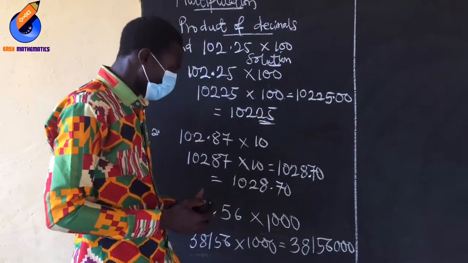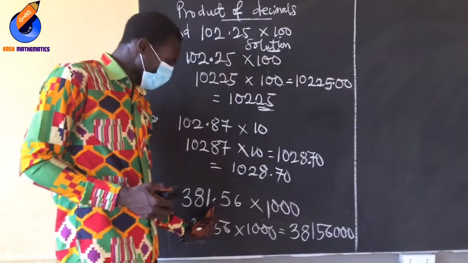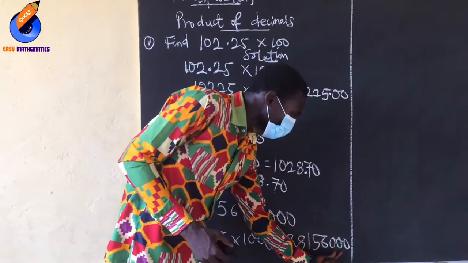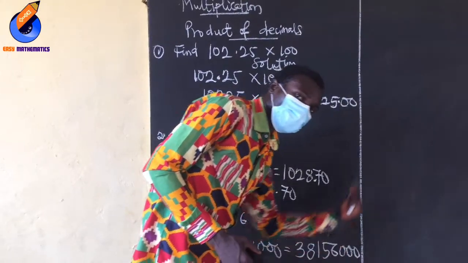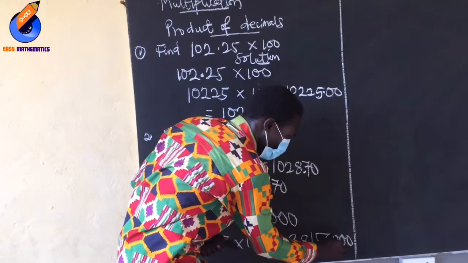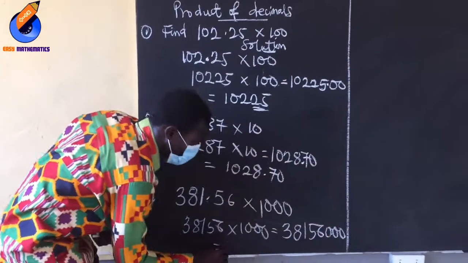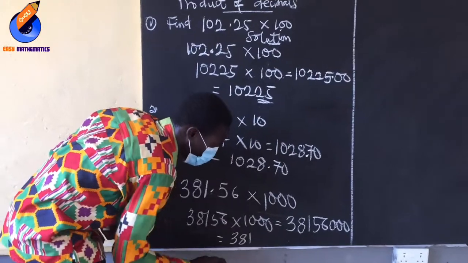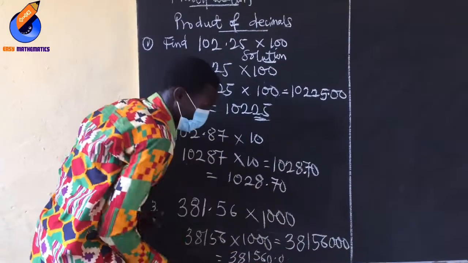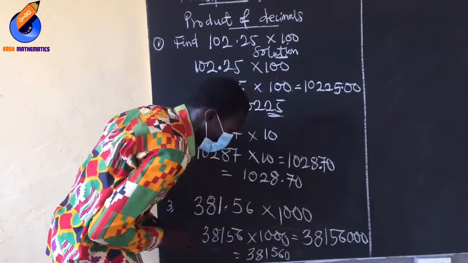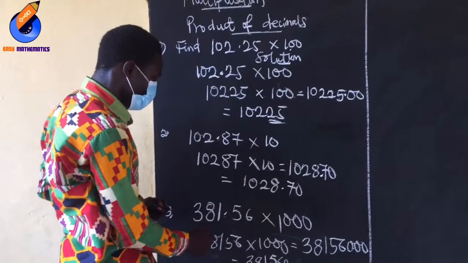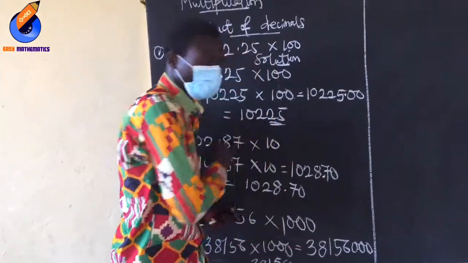Then what do I have to do? When you look at the number, there are 2 numbers after the decimal point that we took. So you have to make sure that there will be 2 numbers after the decimal point. So I'm going to have 1, 2. My point will be here. So this gives me an answer 381,560.00. Or you can leave your answer like this. And this becomes the answer for this times this.